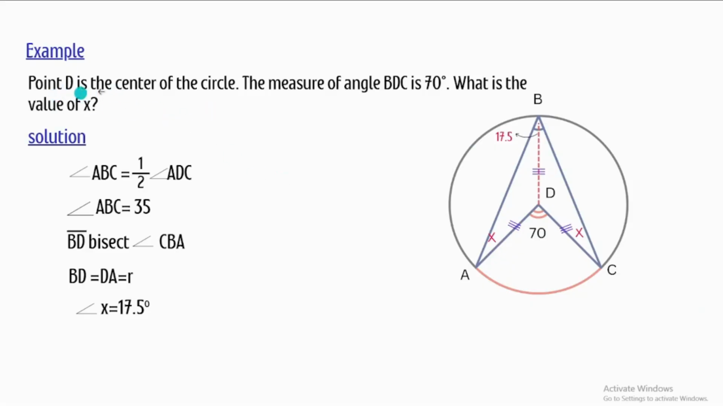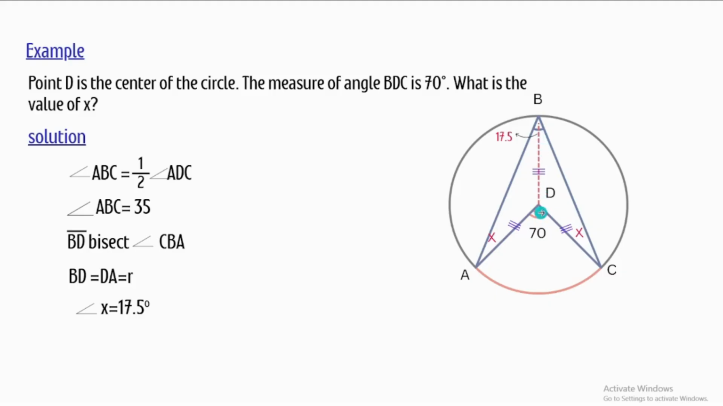This is a circle. Point D is the center of the circle. The measure of angle ADC is 70 degrees. What is the value of x? The angle CDA is a central angle, so the angle CBA is an inscribed angle. This inscribed angle is half the central angle. This is 70 degrees, so the inscribed angle will be 35 degrees.